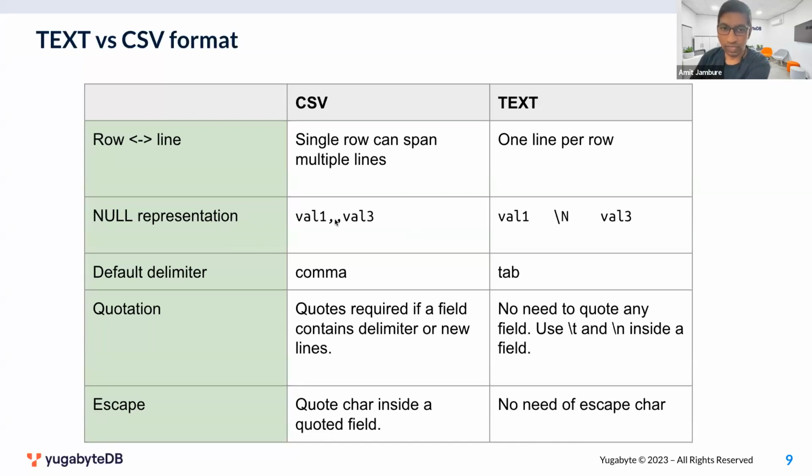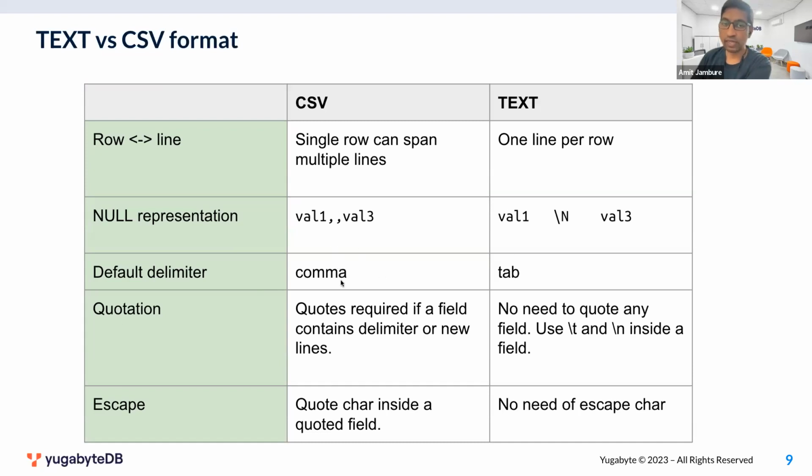The null values, for example, take a look at here. For column 2, the null value is specified by not providing any value between the two commas. Now, remember that you shouldn't put any space here, because that space will be significant and will be treated as a value. Here, you have to provide successive commas to interpret it as a null. On the other hand, in text format, you just specify the \N. That is, the text format is much more explicit about null values. The default delimiter in CSV is comma. In text files, it is tab.